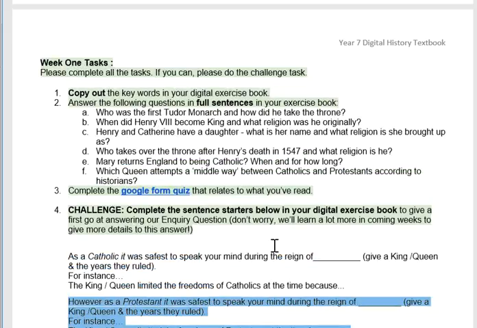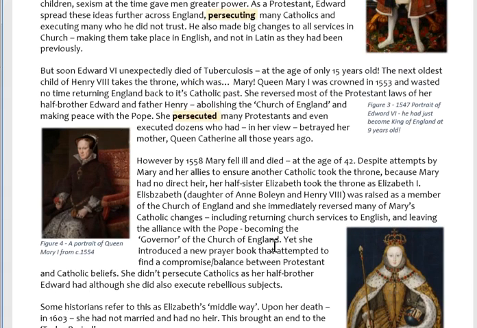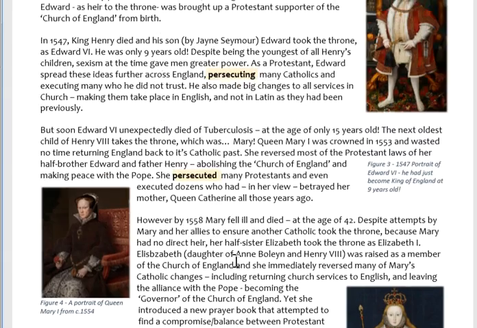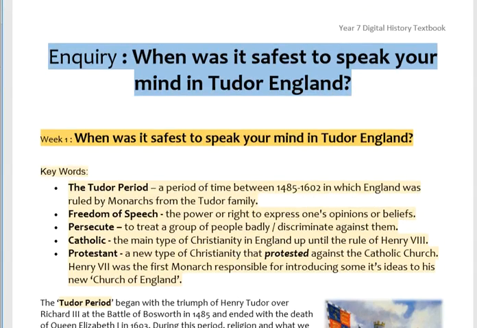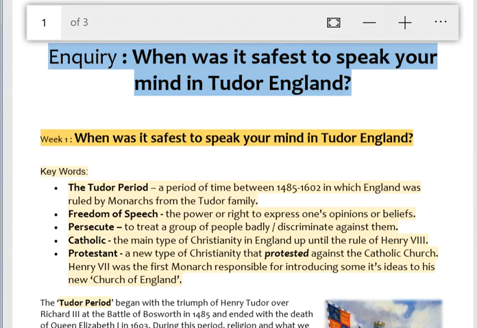And then we can have a look. Now, if you've listened to this carefully, I hope you don't have loads of questions, but if you do have questions, please comment on the assignment, and our teachers can definitely have a go at trying to answer them. Give it your best shot, and like I said, over the next few weeks, we'll be asking this big question: when was it safest to speak your mind in Tudor England?